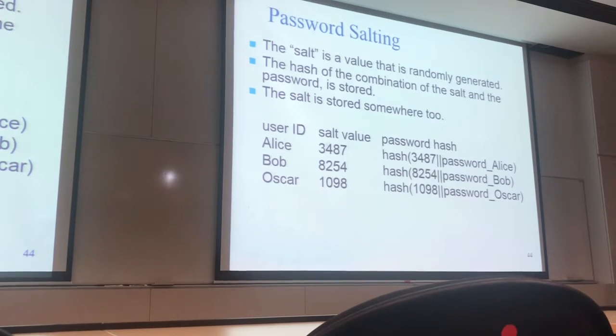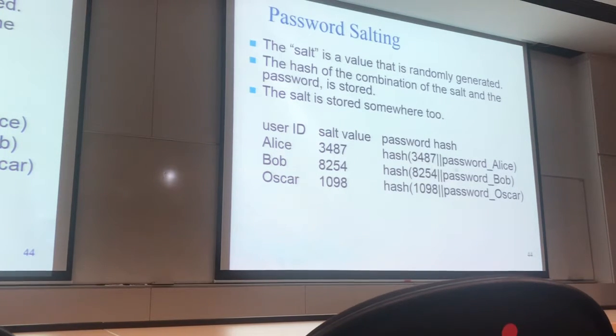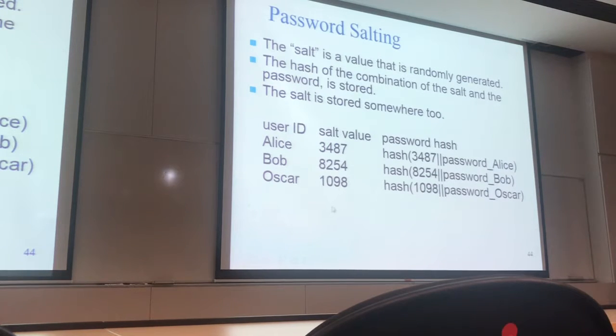So the user will have a user ID and then the hash of the password. So now we don't store the plain password, we store the hash of the password. And then instead of storing only the hash of the password, we store the hash of the password and the salt. Right, so each user will have a different salt value. So you may ask, then what is the purpose of adding this salt? The salt value is actually stored together with the password table.